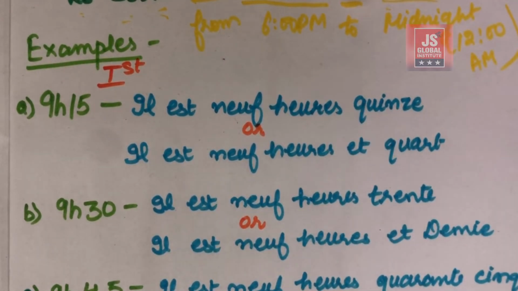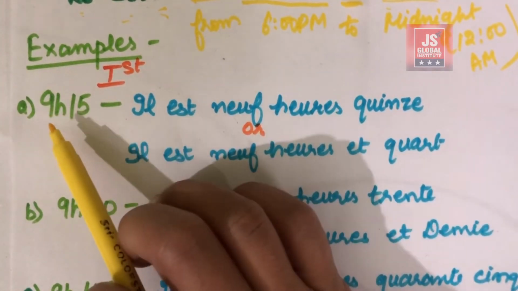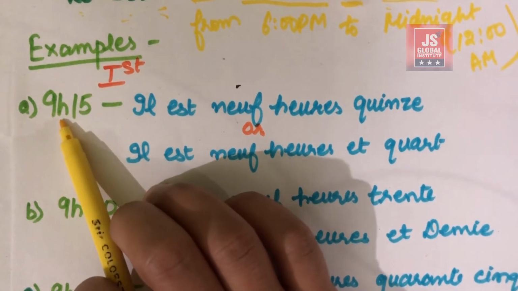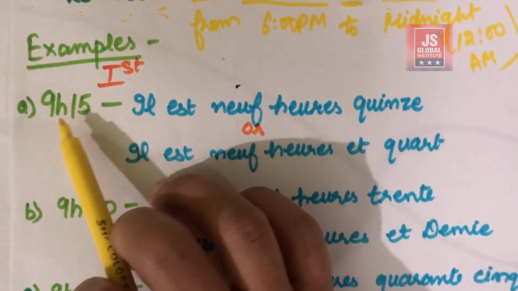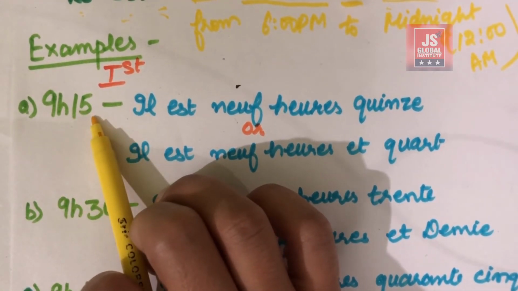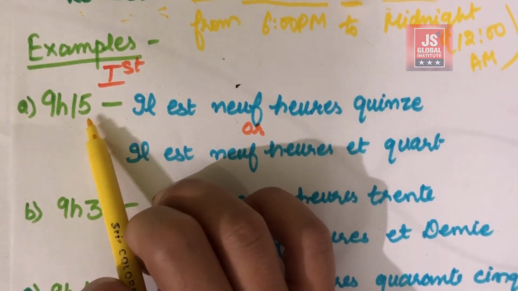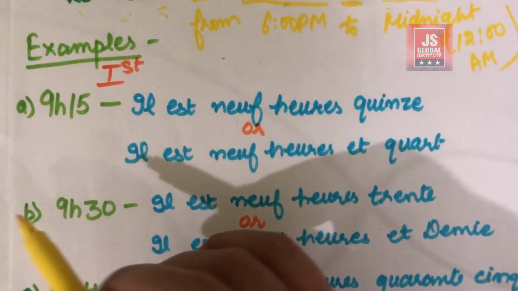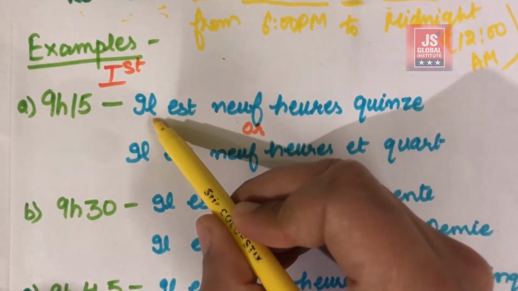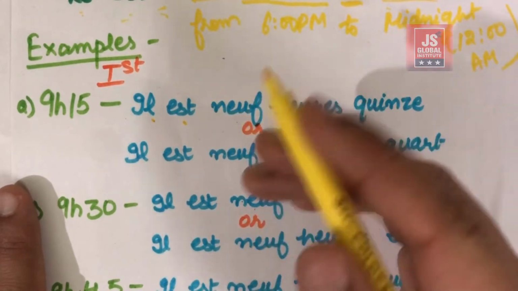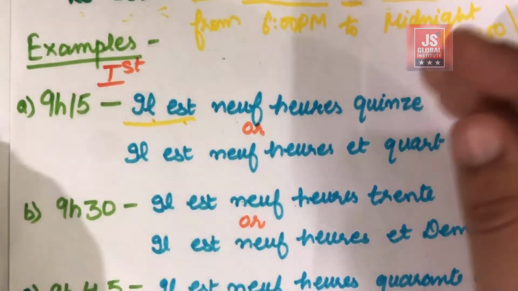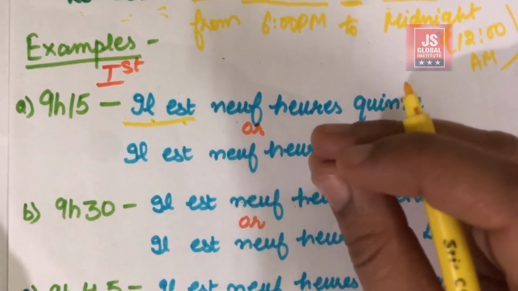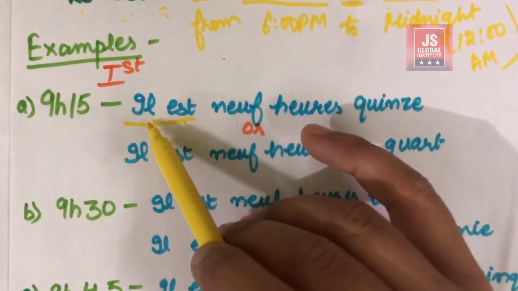Alright, so now we are going to move towards the timing. So the first example here is 9 h 15. If we read it in English, this is 9 hours and 15 minutes. So what is it called in French? First of all, we will write il est. For the time being you might not be able to understand this, but what I can tell you here is just learn it for now, and afterwards I will tell you what this represents.